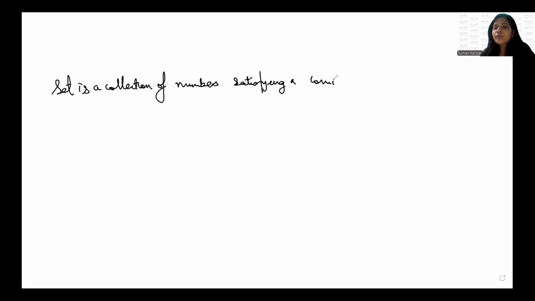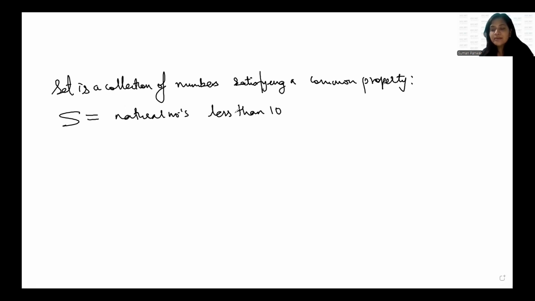Satisfying a common property. Okay. For example, I say, let S be the set of all natural numbers less than 10. So what is the common property of these numbers? They are all natural numbers. That means they are all counting numbers and they are less than 10.